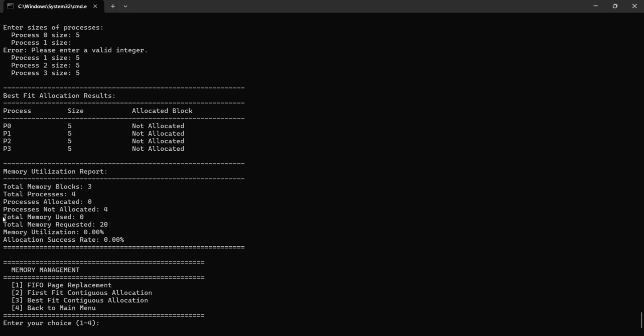During the simulation, users can observe memory allocation results, block utilization, internal fragmentation, and remaining memory space. By comparing these strategies, users gain a deeper understanding of how operating systems manage memory efficiently. That's all for today. Thank you.